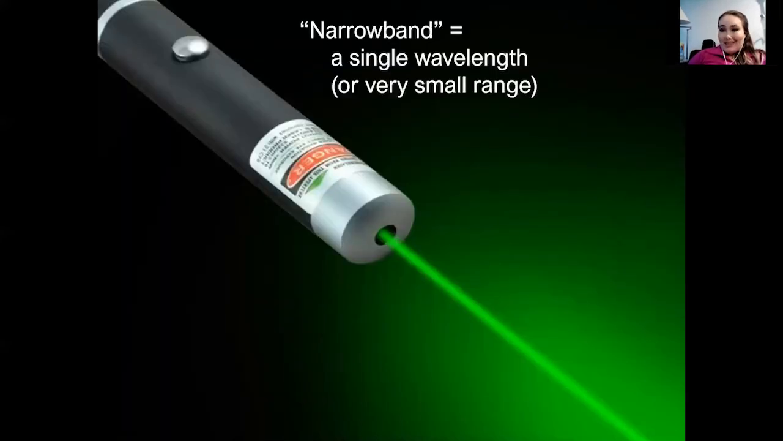The first is the narrowband regime, and this is where we're talking about single wavelengths or a very small range of wavelengths. Applications that fall into the narrowband regime are things like lasers that only emit one wavelength of light at a time. In this laser here, we can see that it emits green, so it operates at around 600 nanometers.